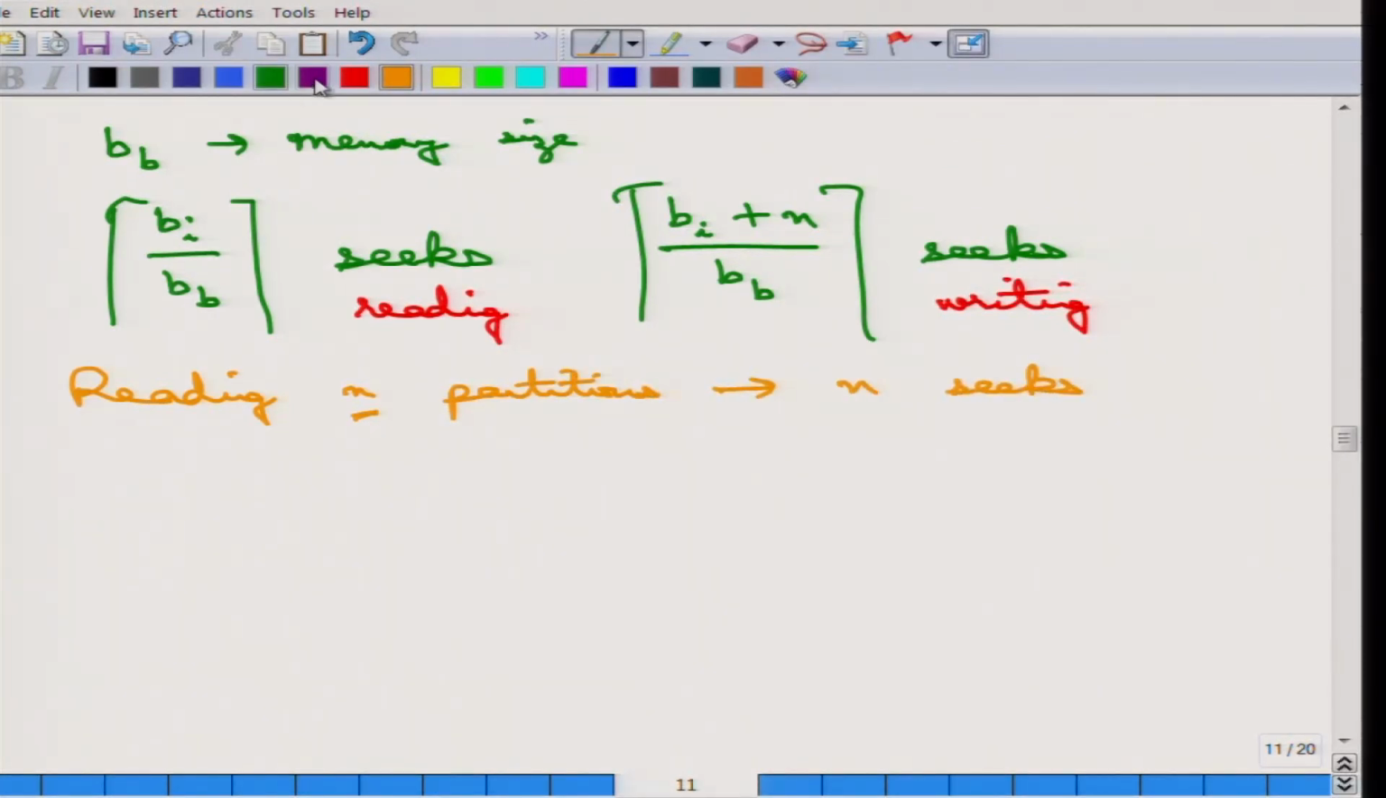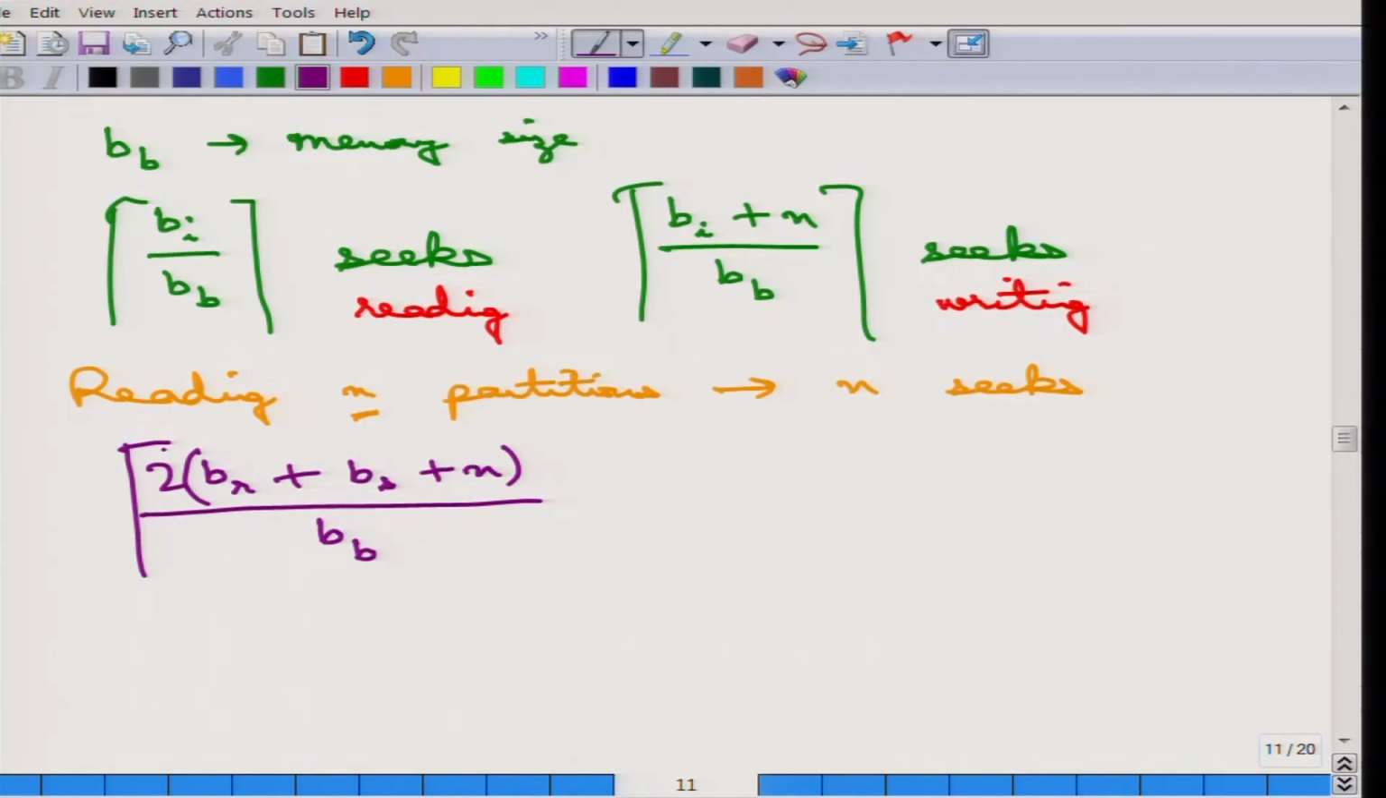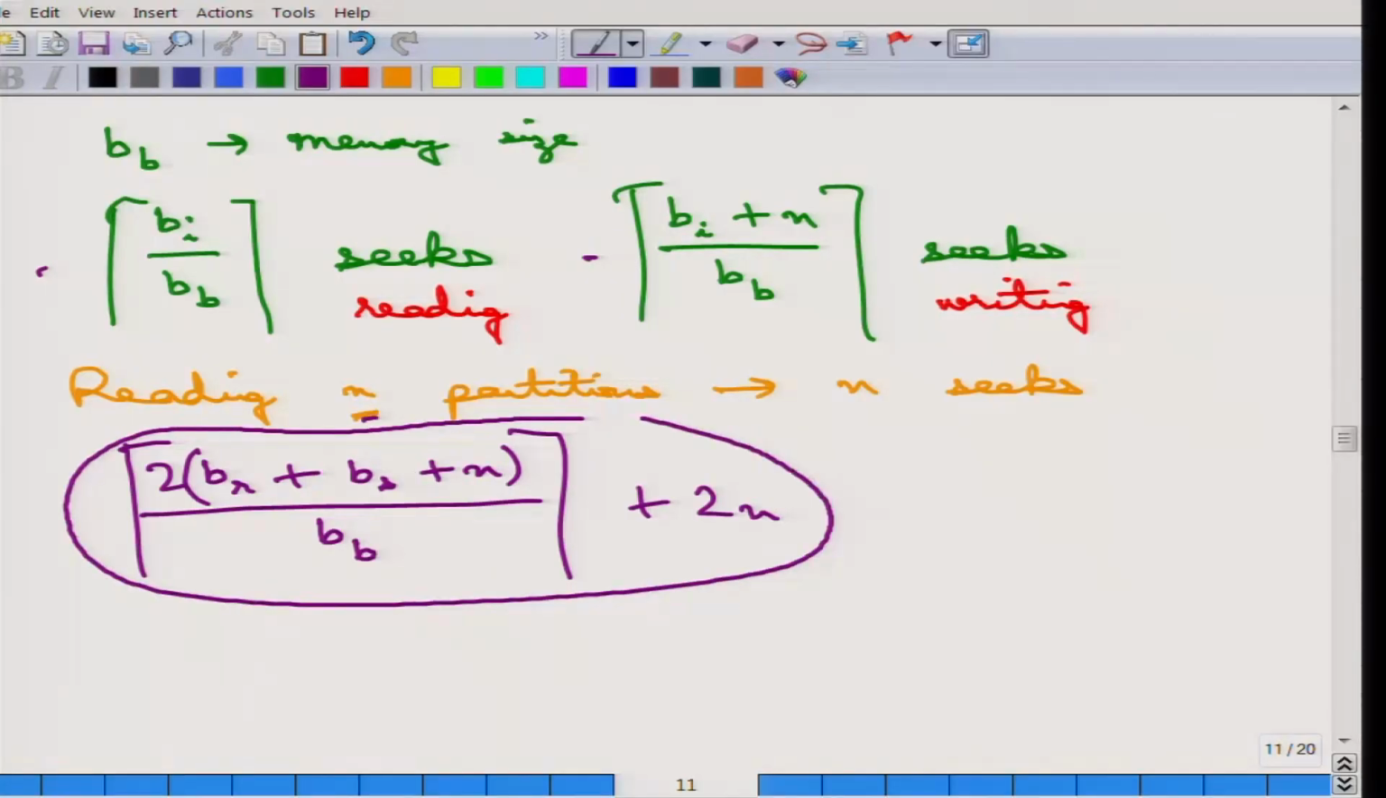So the total number of seeks required is 2 times BR plus BS plus N, divided by BB, plus these two terms, plus of course this N, so plus 2N. This is the total number of seeks required for doing this hash join. This is of course assuming that there is no recursive partitioning, because once you read these N partitions, that is good enough to do the hash join.